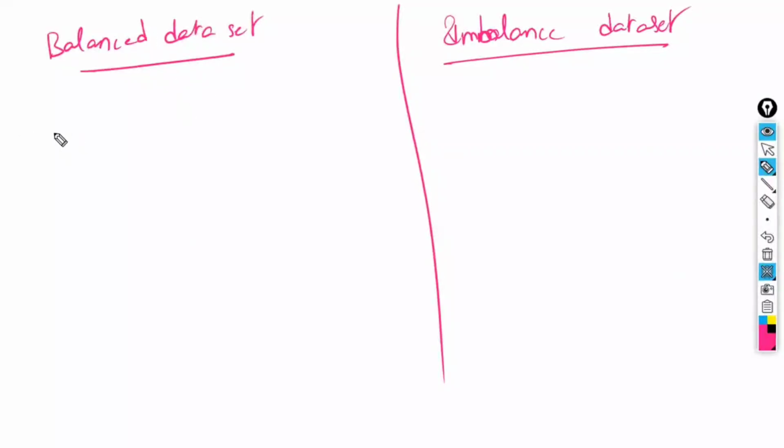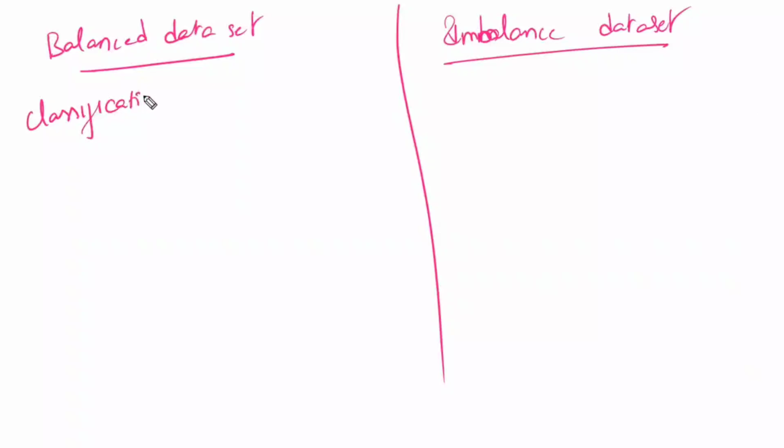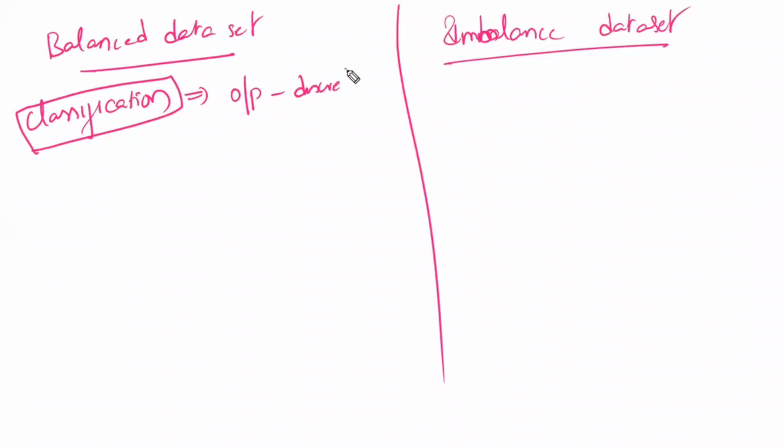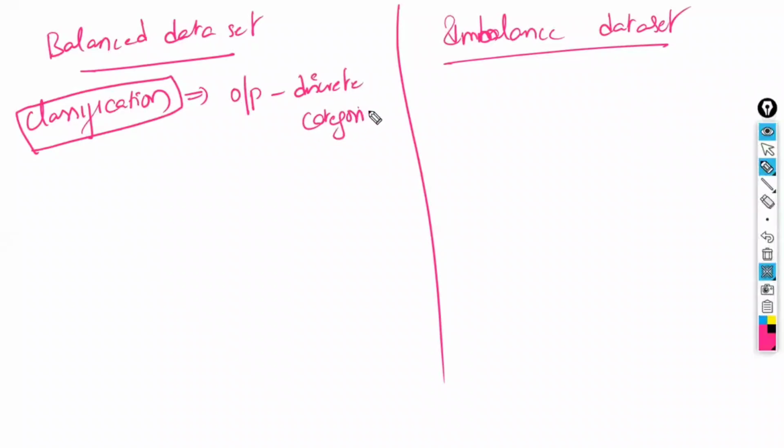So this concept of balanced and imbalanced data set is applicable only for classification problems. That is point number 1. Now, in classification, the output variable is discrete, discrete categorical data or discrete categories. We are having certain categories in the output variable.